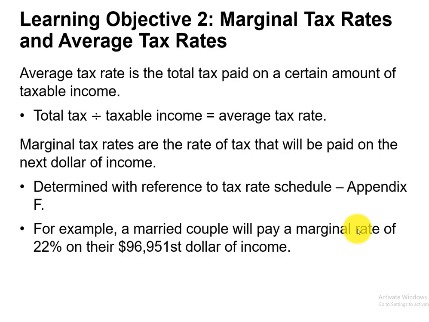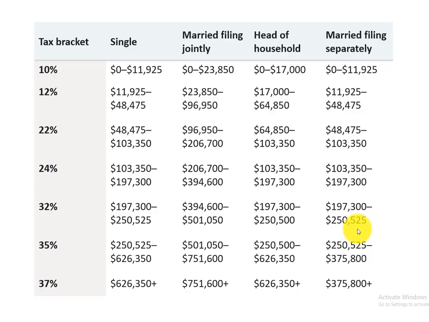You always need to determine this with reference to the tax rate schedule, which is found in Appendix F. It shows the tax brackets. You've heard the term tax bracket, and I'll show you what that means on this next slide. These are the tax brackets. In the United States federal tax system, we have 7 tax brackets.